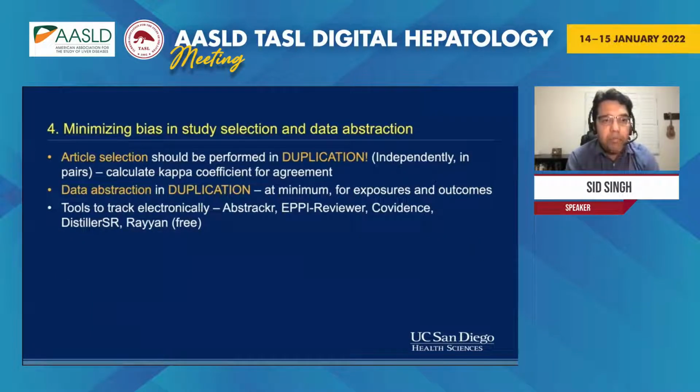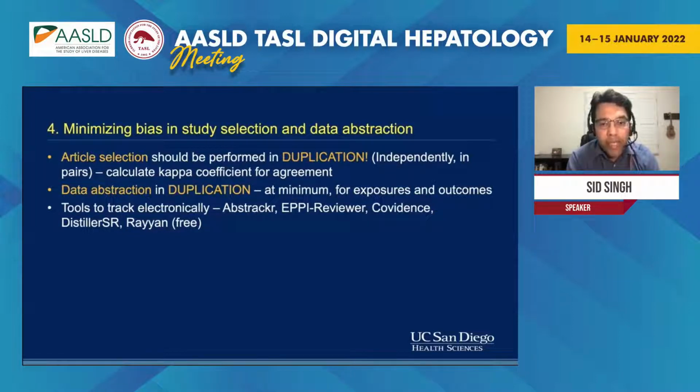The next steps are minimizing bias in the process of study selection and data abstraction. While your original search can be conducted, and should ideally be conducted, by a librarian with input from study investigators, subsequent steps of study selection as well as data abstraction require two independent abstractors. Two abstractors who know the protocol very well and can apply those criteria independently. This should be performed in duplication, in pairs, and ideally you should be calculating a kappa coefficient for agreement for study selection at each step, including screening based on title and abstracts as well as full text screening.